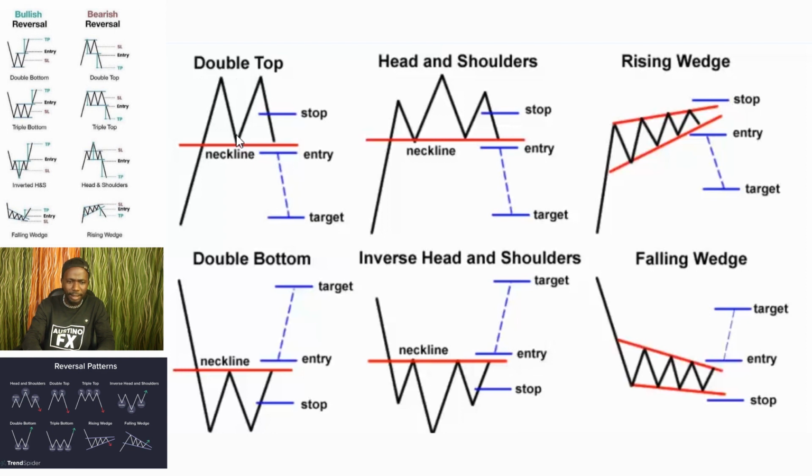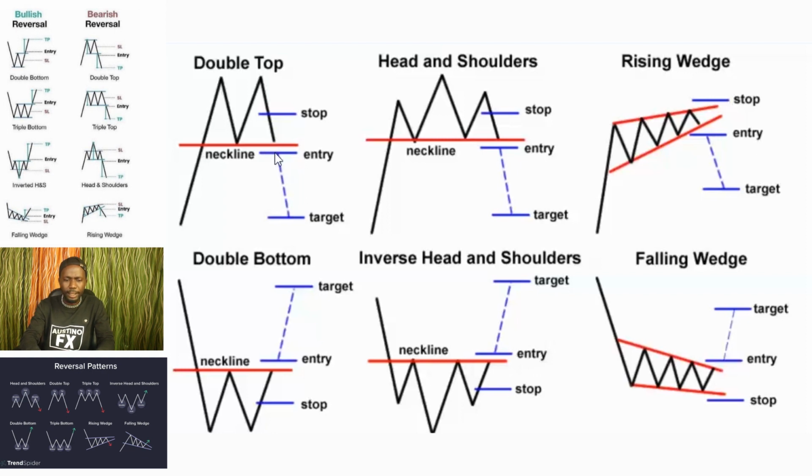If the price, after testing this neckline, went up and formed the double top pattern and then comes down and breaks below the neckline, when the price breaks below the neckline, it tells you that the market has changed direction. This is what we call a break of market structure. So it tells us that the market has changed direction.